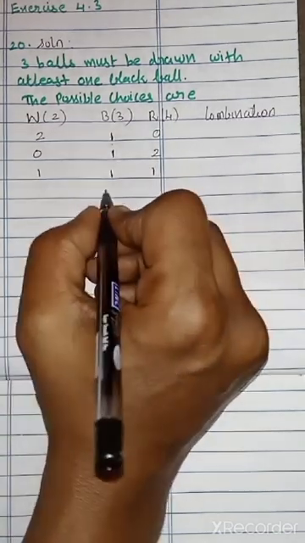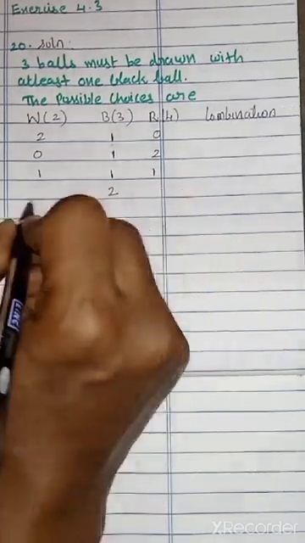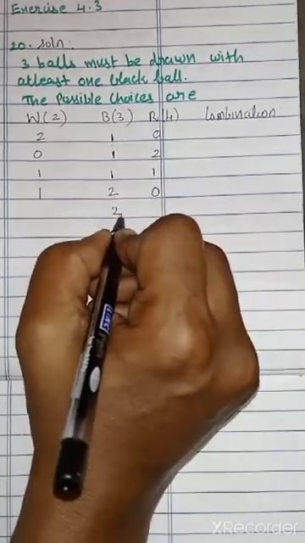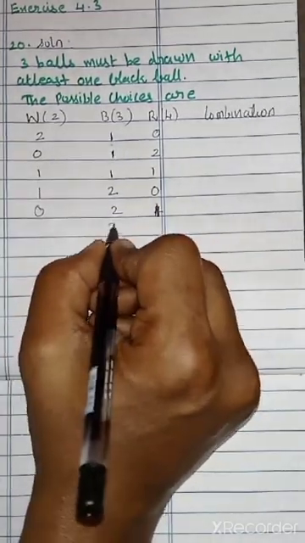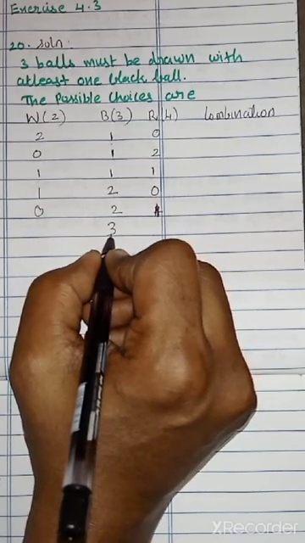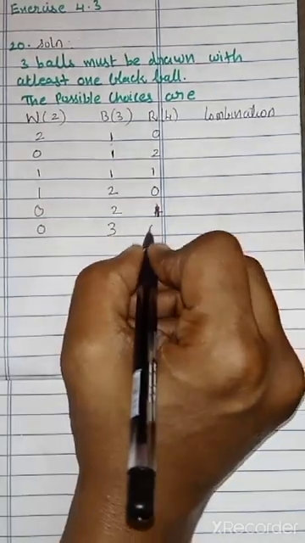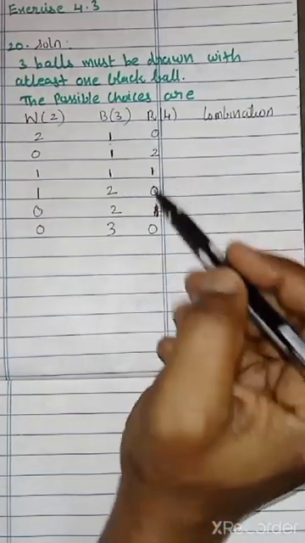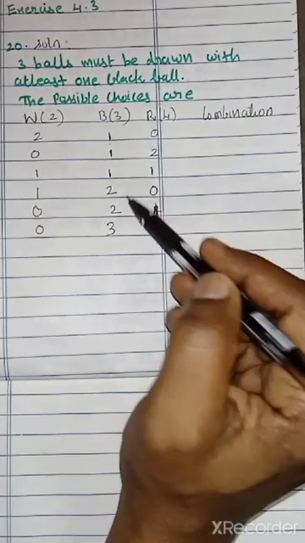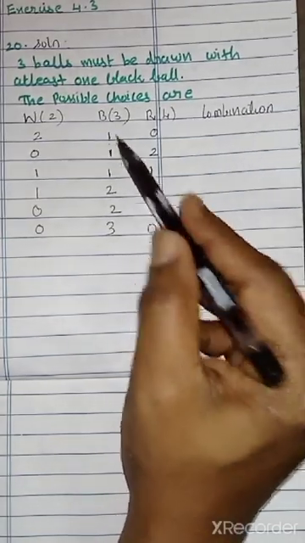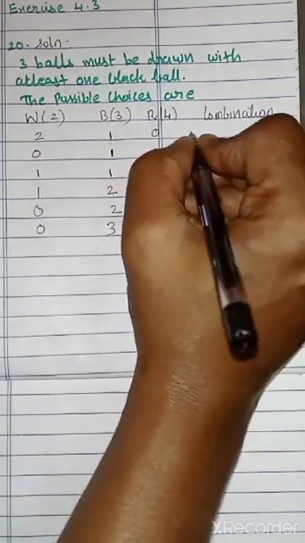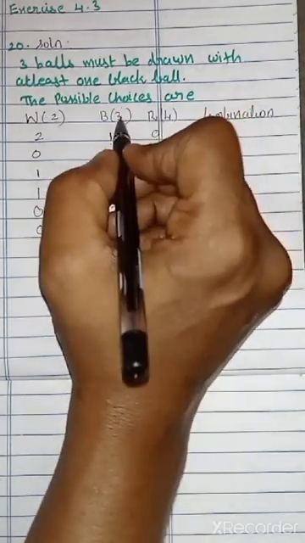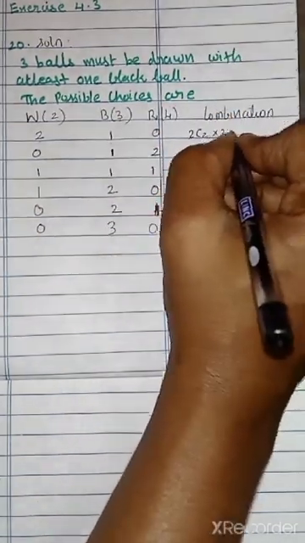Correct? Next, if I choose 2 black balls, I can choose 1 white, or I can choose 1 red; the other will be 0. And the last will be, if I choose all 3 balls black, the others are also 0. So these are the possible choices. Now look here, at least one black ball is there. So how can we write this? Out of 2 white balls, how many are we choosing? 2. So the combination will be 2C2 into, out of 3 black we are choosing 1, 3C1.